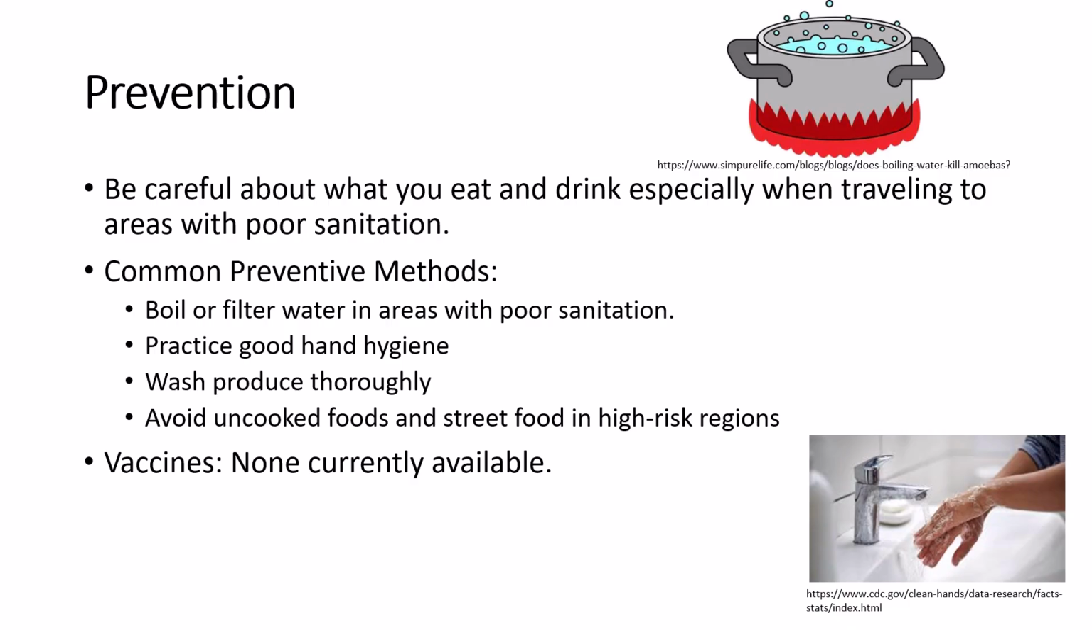Prevention is the best way to avoid this because there are currently no vaccines available. So it's important to be careful about what you eat and drink, especially when traveling to areas with poor sanitation. Common preventative methods are boiling or filtering water in areas of poor sanitation, practicing good hand hygiene, especially before eating, washing produce thoroughly, and avoiding uncooked foods and street food in high-risk areas.